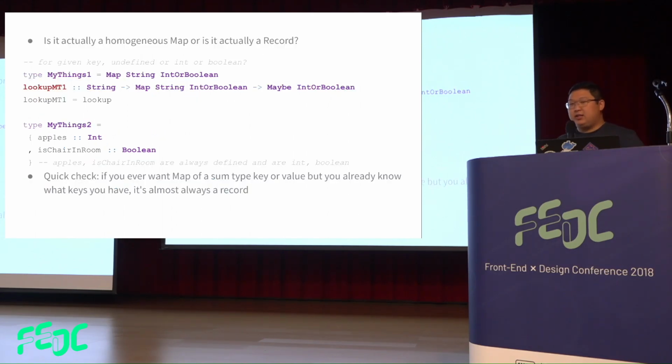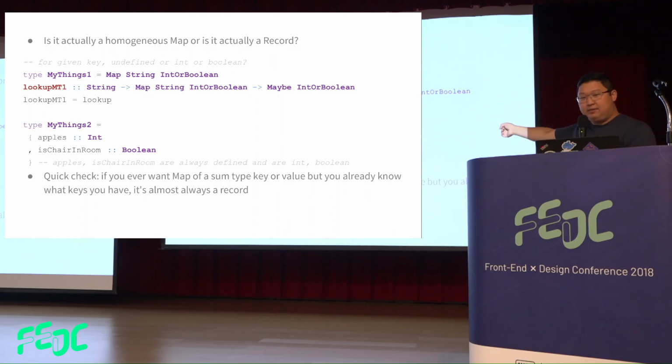So the thing I talked about briefly earlier is: is something actually a homogeneous map, or is it actually a record? If you have a given key, is the field going to be undefined or Int or Boolean, right? If we have the Int or Boolean type, then if our map actually does contain a value for that key, it'll be the Int or Boolean, but it could also be undefined, right? So if you have a lookup function, it's always going to give you this Maybe Int or Boolean. And this map is homogeneous, right? It only has one type it can contain.